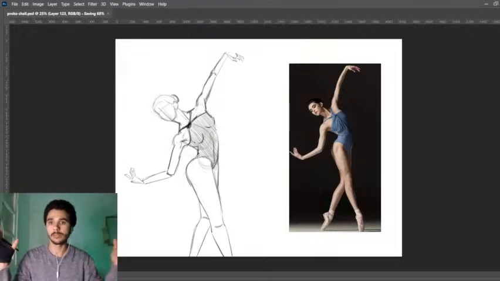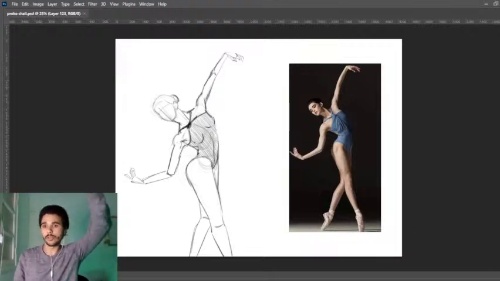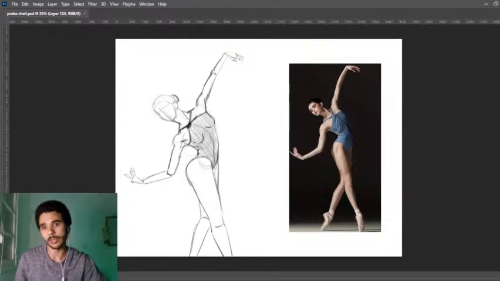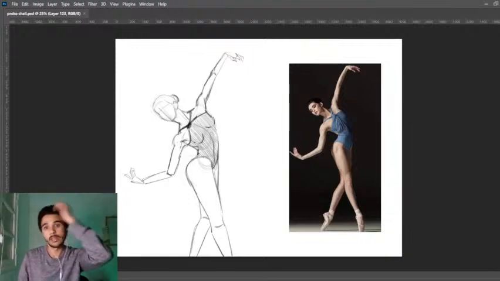Alright, that's it. The hand that's going up is a little bit wobbly, but it's okay. Overall, this is not bad.